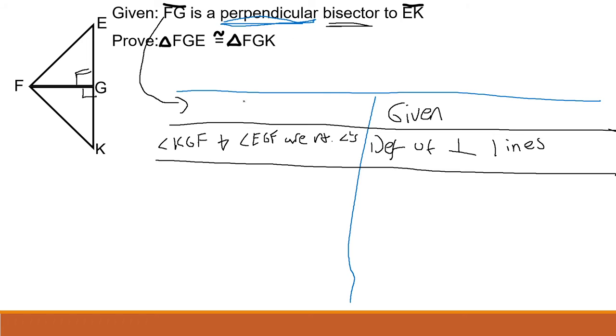It says perpendicular bisector. So if it's a bisector, that means that it cuts EK in half, which means that the top half of EK has to be equal to the bottom half. So EG has to be congruent to, not EK, to GK. Why? Well, because that's the definition of bisector.